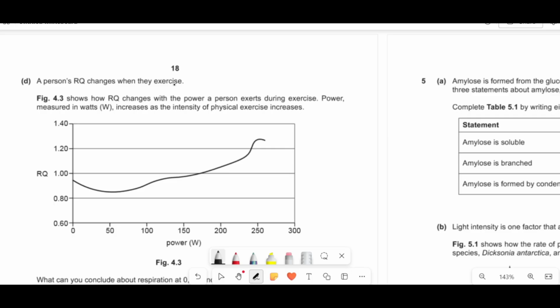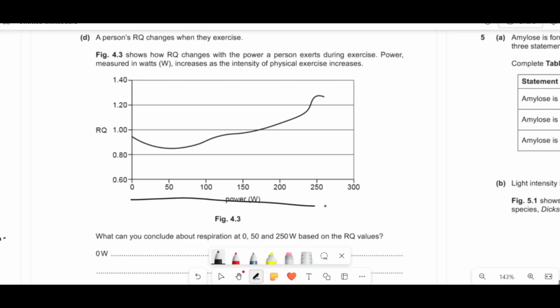So a person's respiratory quotient changes when they exercise. Figure 4.3 shows how the respiratory quotient changes with the power a person exerts during their exercise. Power measured in watts increases as the intensity of the exercise increases. If you have a look here, the power is getting higher and higher, and the respiratory quotient is changing. Where the power is not too high, the respiratory quotient is between about 0.8 and 0.9, so it's 0.9 something, and then it goes a bit down, and comes back up, and you can start to see it overshoots. Here, the point at which we have carbohydrates going even higher.